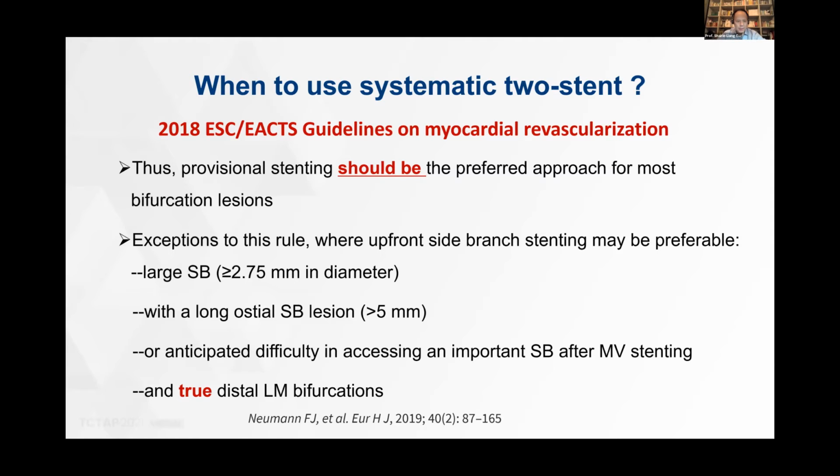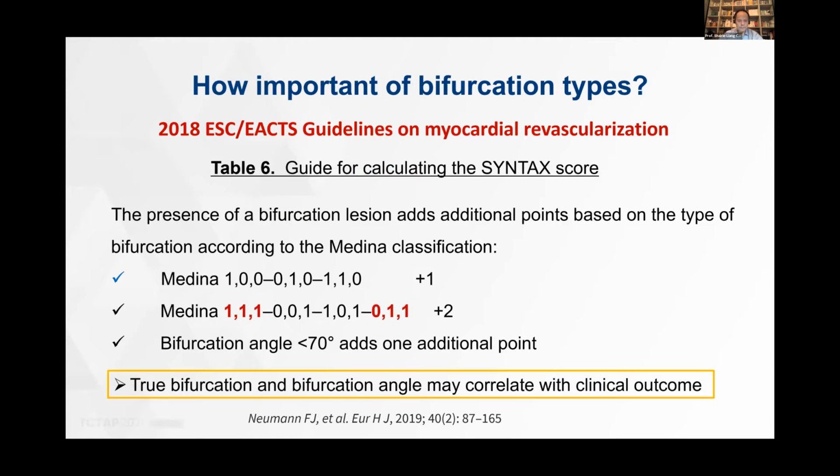So now we forget the argument about the exact definition, exact cutoff value, but the guideline provides the trend to recommend use of two-stent technique. Again, from the same guideline, it provides the importance of bifurcation types. From table 6, you can see for Medina 111 or Medina 011, two kinds of true coronary bifurcation lesion, we have two additional scores for the complexity of bifurcation lesion. Of course, from the table, we can conclude true coronary bifurcation lesion and bifurcation angle may correlate with clinical outcome. But for the preliminary conclusion, we have to do more clinical trials.